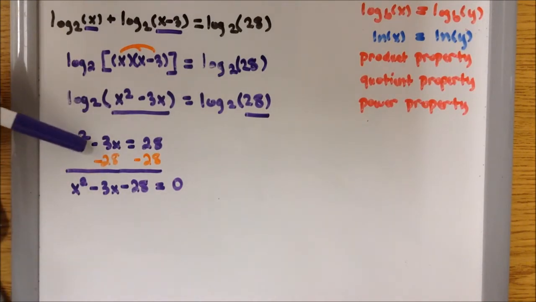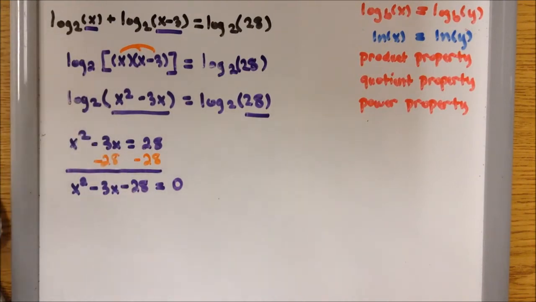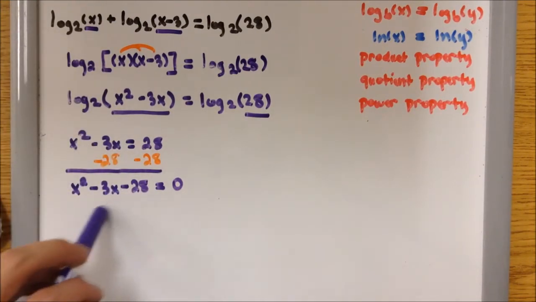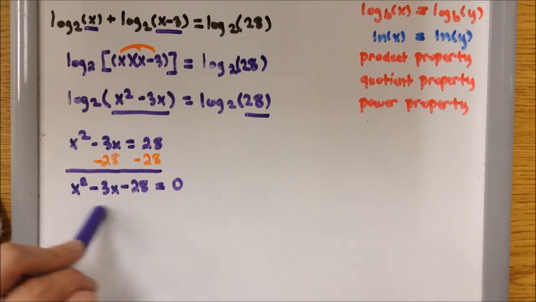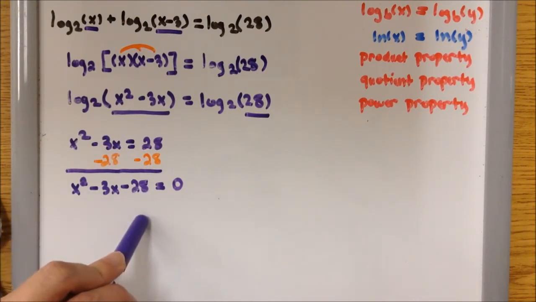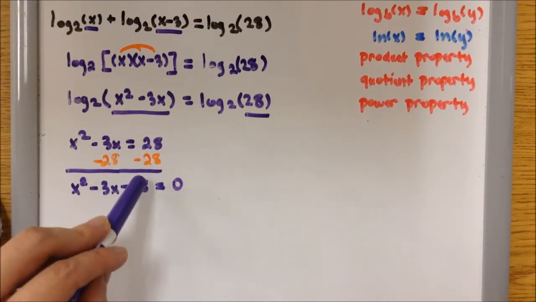Now again, I'm not combining negative 3x and negative 28 because they're not the same term, common term. The negative 3x, it has an x. The negative 28 is just a number. It doesn't have an x. So that's why I wrote it as negative 3x minus 28. I couldn't combine them because they weren't like terms. Now, on the right side is 0 because 28 minus 28.